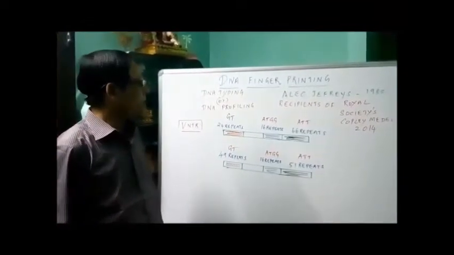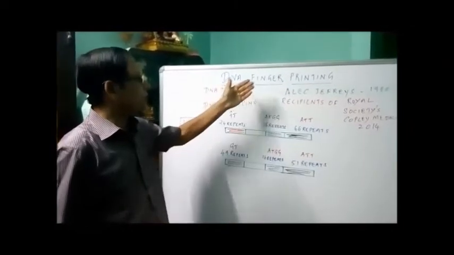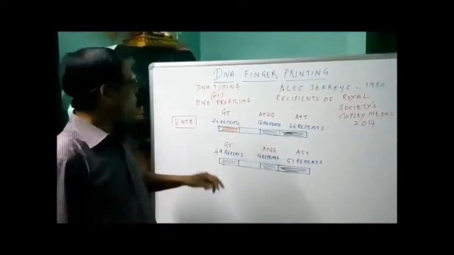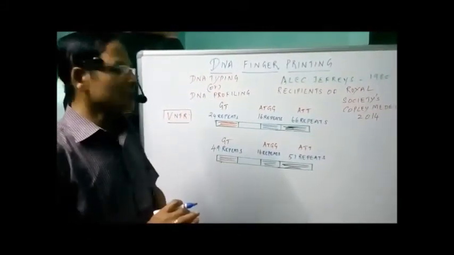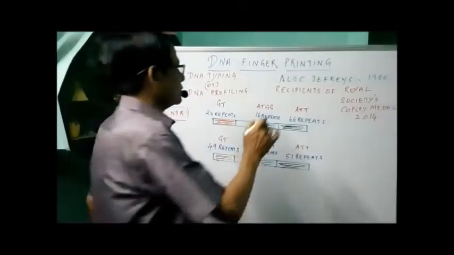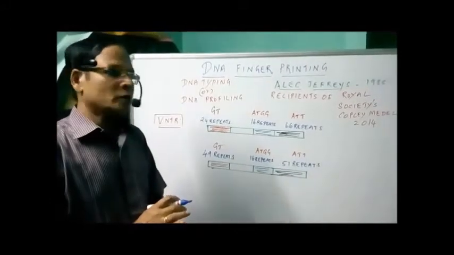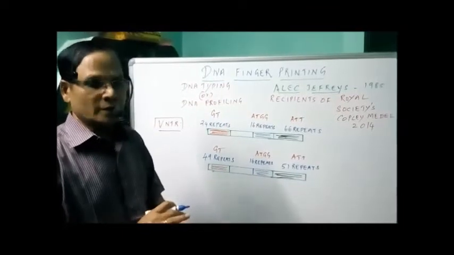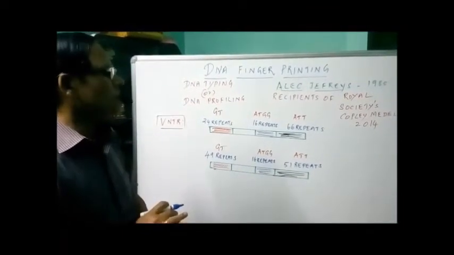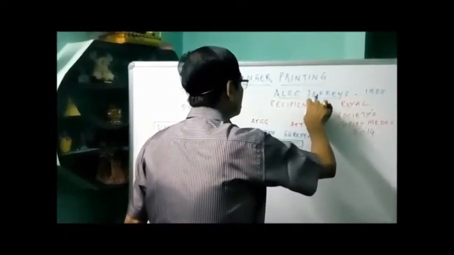The last part of molecular basis of inheritance is DNA fingerprinting. It's also called DNA typing or DNA profiling. This method was developed by Alan Jeffreys, a British scientist, in 1985. For that, he was awarded the Royal Society's Copley Medal, which he received in 2014.